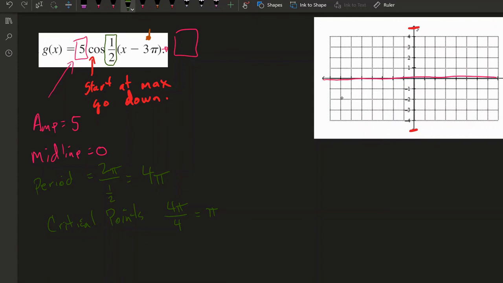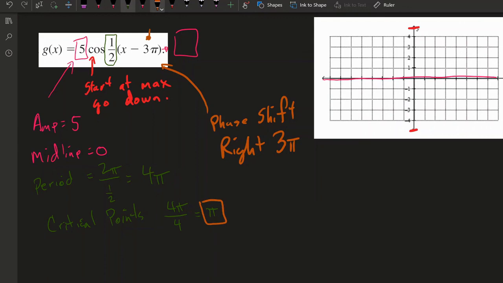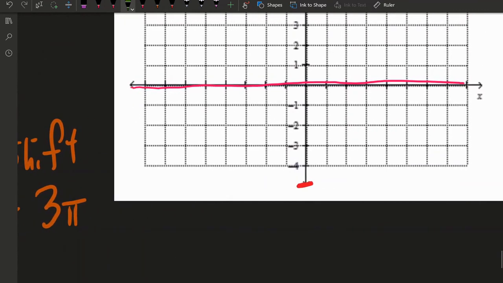Now, the new thing that we're adding in here is that this one has a phase shift to the right by 3 pi. So, my critical points are going to happen every pi. So I'm just going to say that each of these lines is a pi. Make this easy. So this is pi, 2 pi, 3 pi, 4 pi, 5 pi, 6 pi, 7 pi, 8 pi.